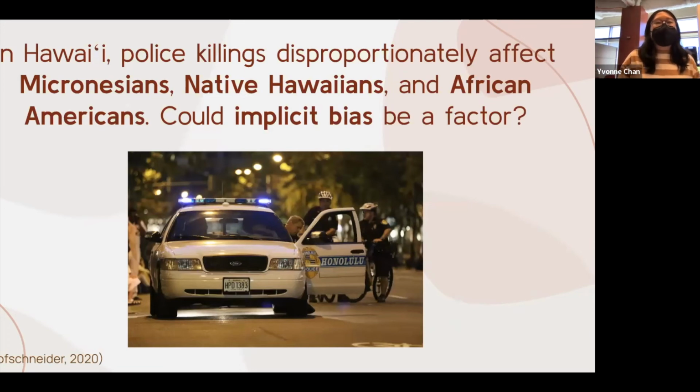In Hawaii, police killings often disproportionately affect Micronesians, Native Hawaiians, and African Americans. Could this be because of implicit bias? It's just an example of the many ways implicit bias may affect life. Hawaii is not the multicultural paradise that a lot of people label it as. And the thing about implicit bias is that it's unconscious, so by definition, you're not aware of it, so it can really affect anyone.